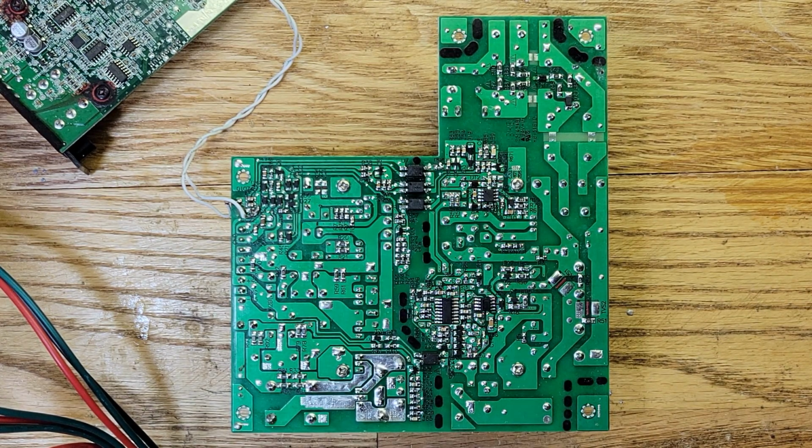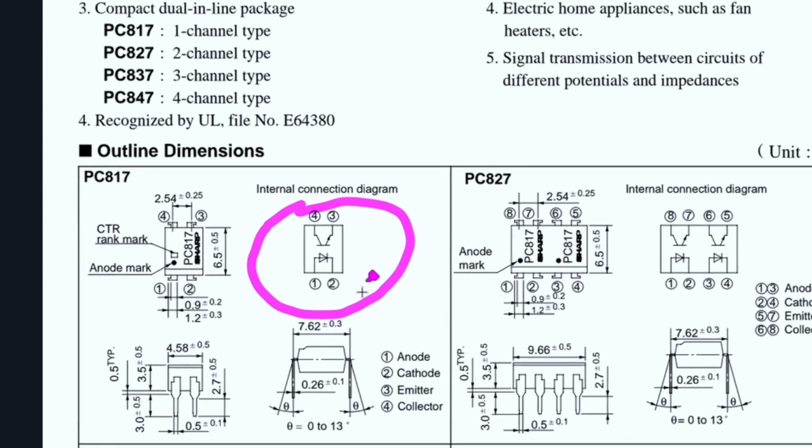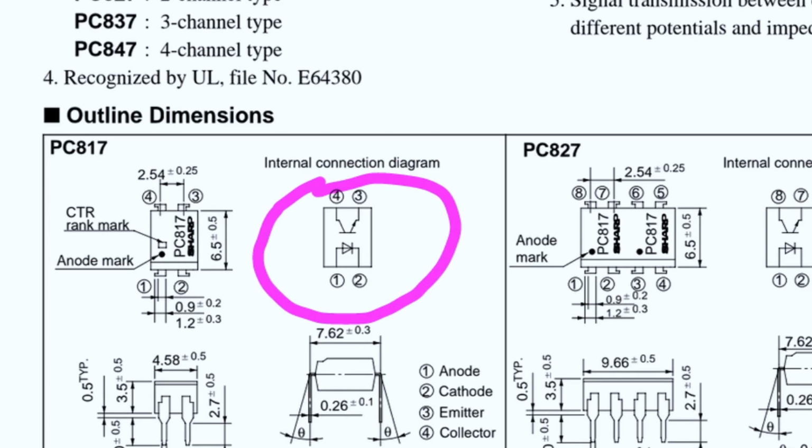Okay, let's start by going over an optocoupler and see what it is. Alright guys, here is the optocoupler. And it's an 817 series optocoupler, okay? And here it is right here. Okay, there's the pinout. And you can see there's an LED in here and there's a transistor in here, okay? Between pins 1 and 2 is the LED and 3 and 4 is the transistor.